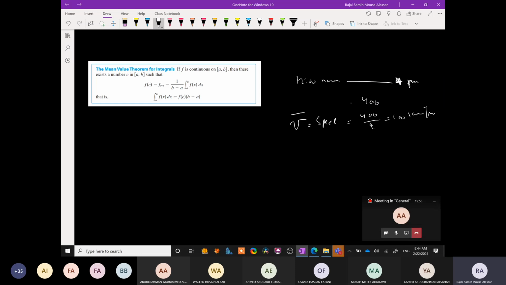Why the average speed? Because I did not go at 100 kilometers per hour all the time. I stopped at the gas station, stopped for anything else, and then I sped up at certain times, checkpoints, whatever. But this is an average value, correct? Now, what this theorem is telling us, please listen carefully, is that at some time between 12 noon and 4 p.m., this 100 kilometers per hour was obtained.